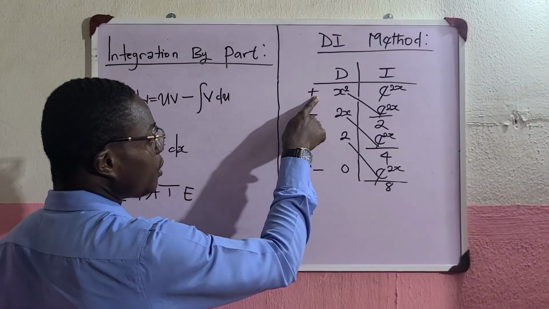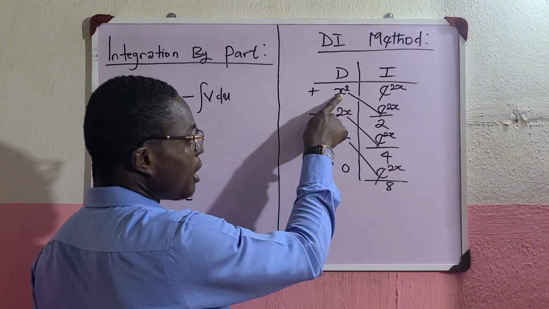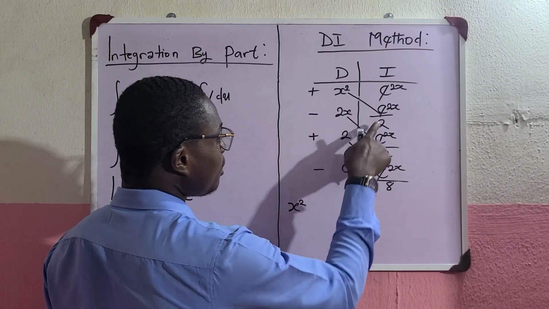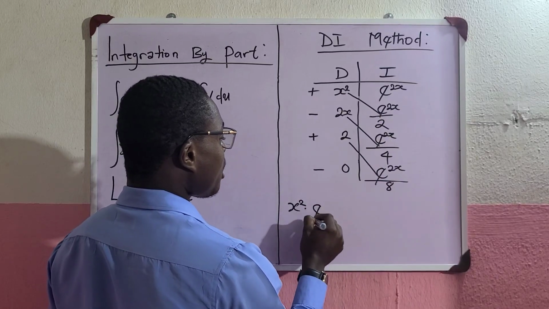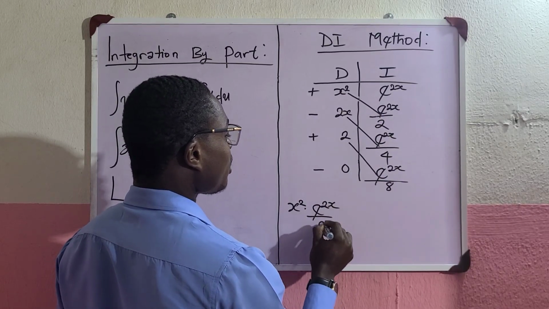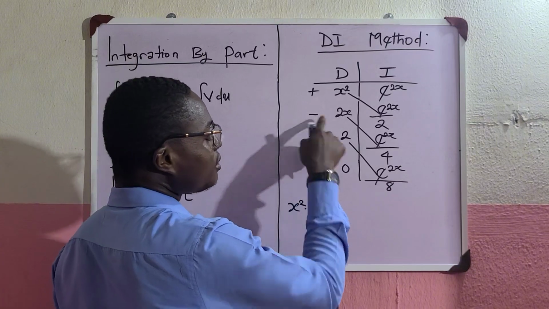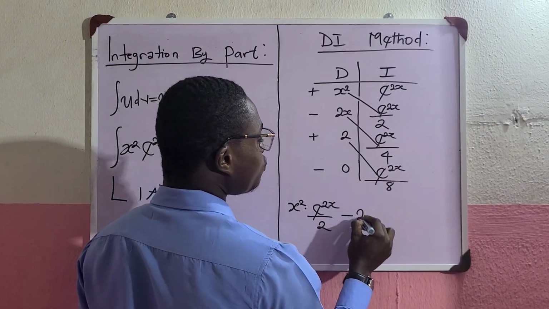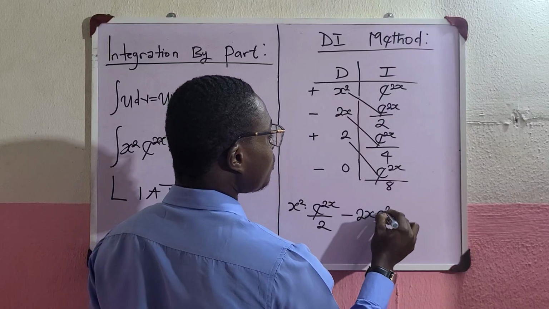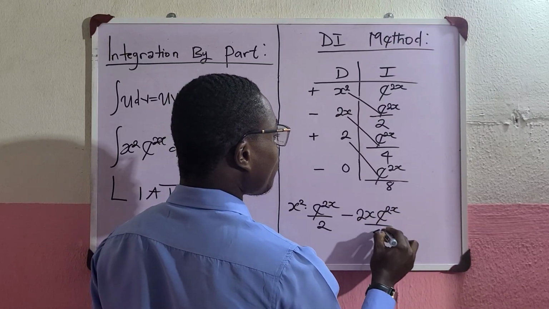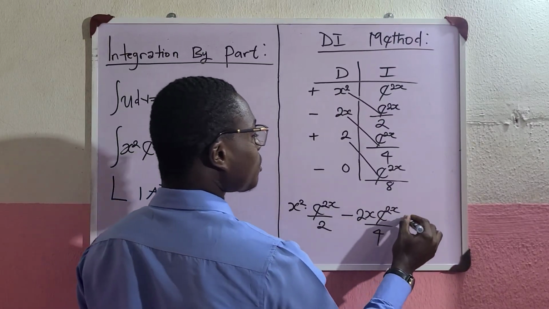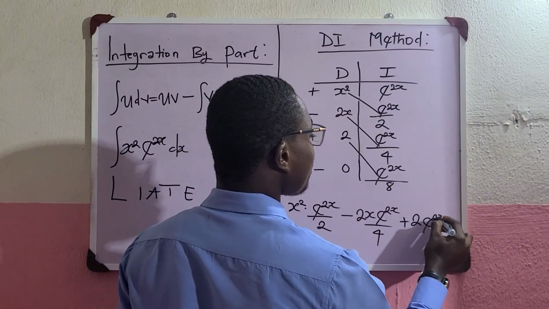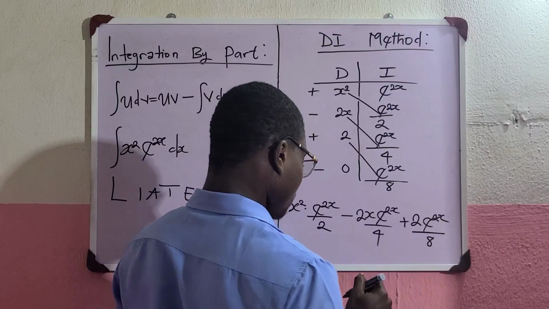So let's start. This is plus. Don't forget, this is plus. So x squared times this gives us x squared times exponential 2x over 2. Then remember, this is negative. So we have minus 2x times this, which gives us 2x exponential 2x over 4. And what we have here is plus 2 exponential 2x over 8.